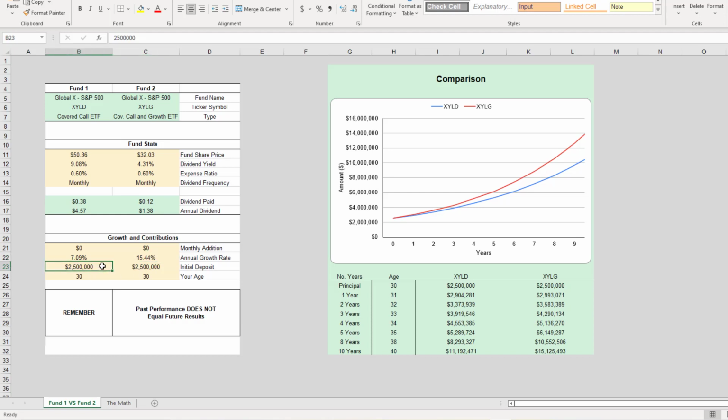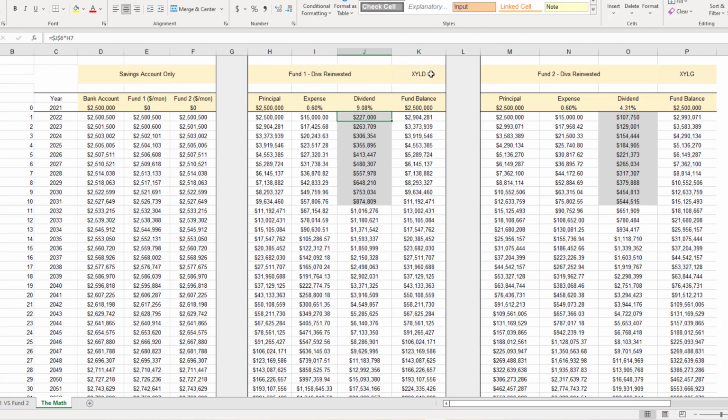When you are ready to retire at $2.5 million in your account, you would have every year for XYLD $227,000 in dividends. Let's say you just wanted to take out half of that, you would still have more money than XYLG, and you'd be able to reinvest it back into your fund. You can see at the 10-year mark here, if you retired at 65, your XYLG fund will have $4 or $5 million more 10 years later at 75 if you didn't touch your fund at all. So you can really see the value of compounding interest here.